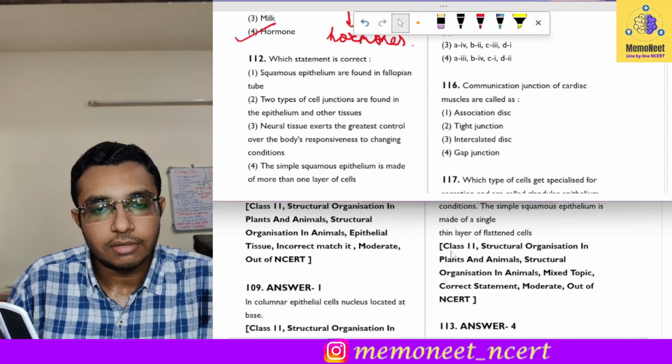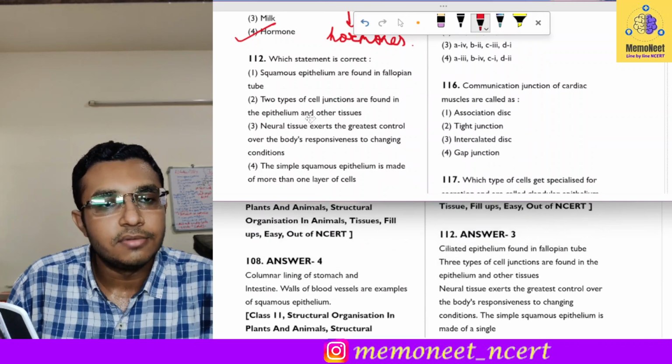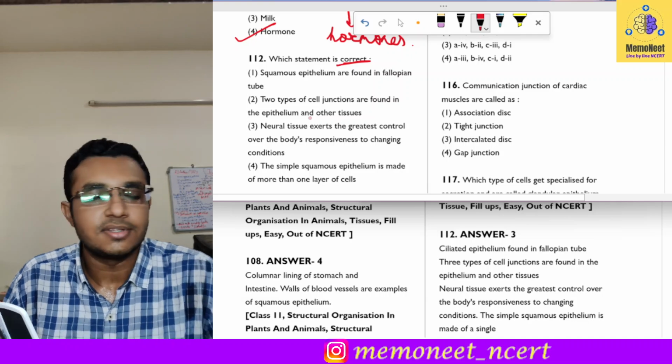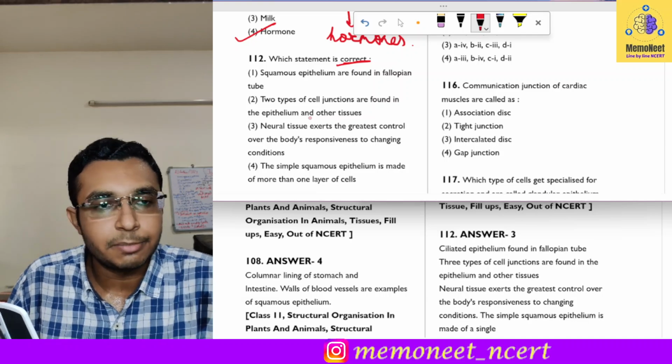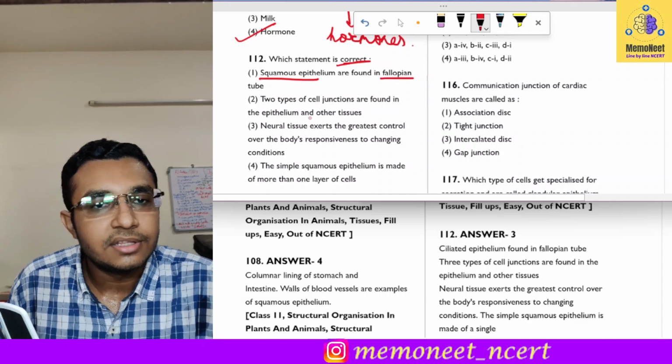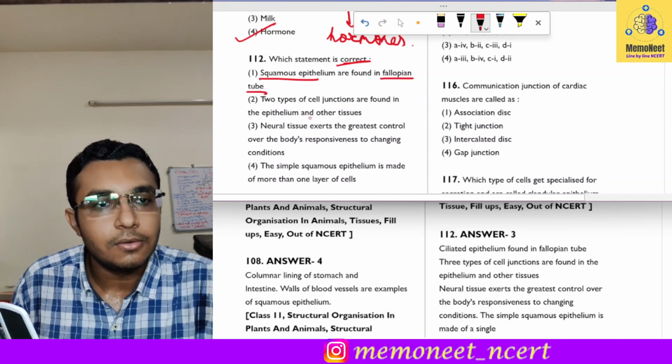The question 112 states which statement is correct. So we have to identify which among the 4 statements is the correct one. Let us read the statements one by one. The first statement is squamous epithelium are found in the fallopian tube. Is this correct? No, this statement is incorrect.